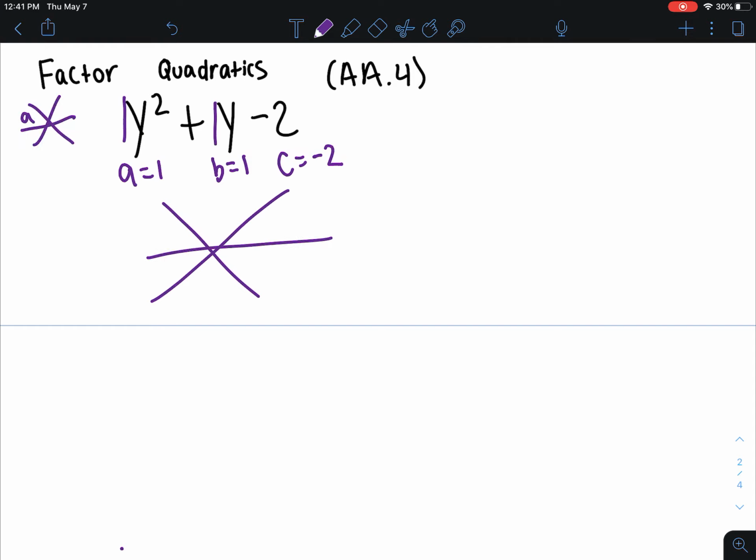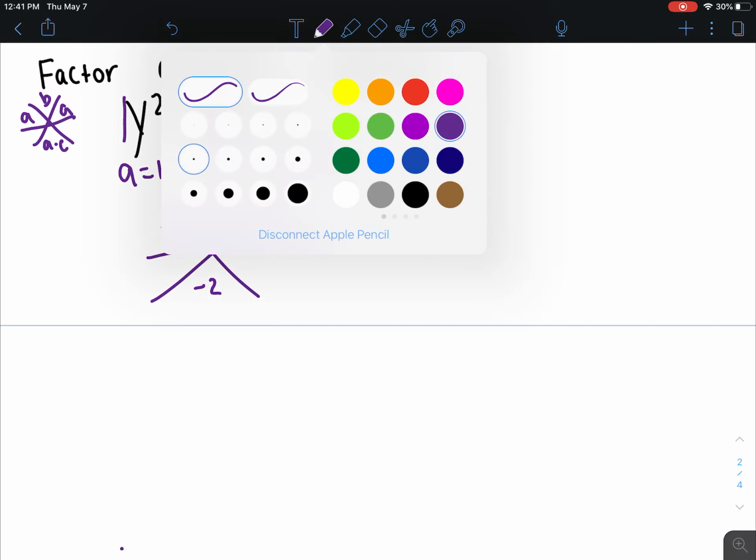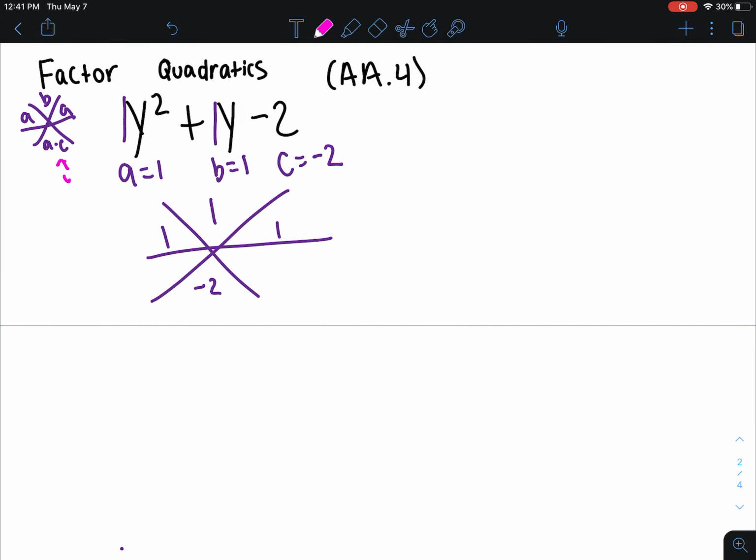Then you fill in the snowflake. So in the snowflake, you put in your A's on the side, your B on top, and then A times C on the bottom. So my A is 1, my B is 1, and then A times C, 1 times negative 2, that's just negative 2.